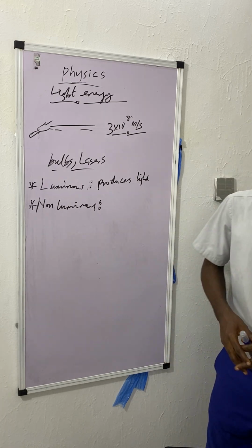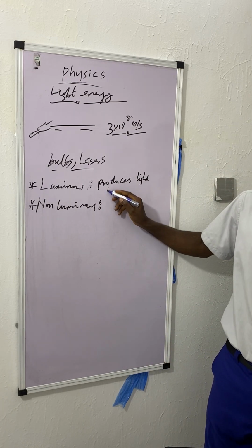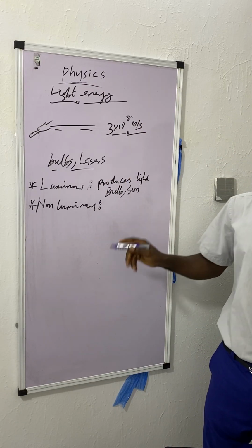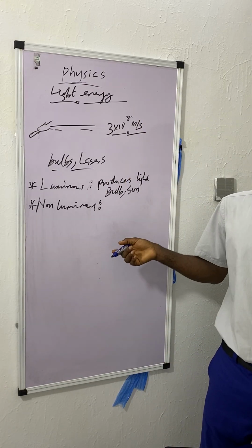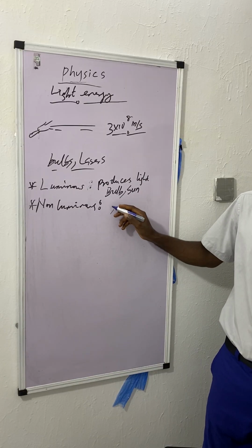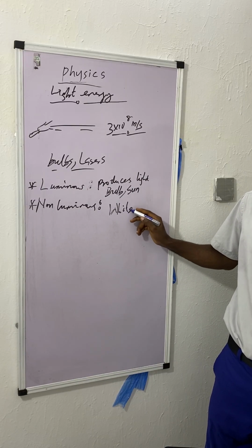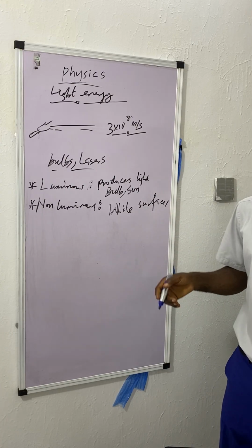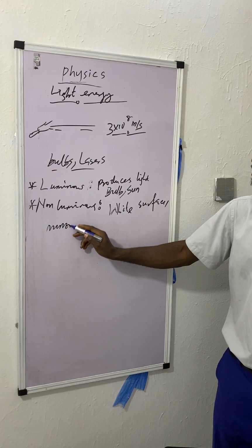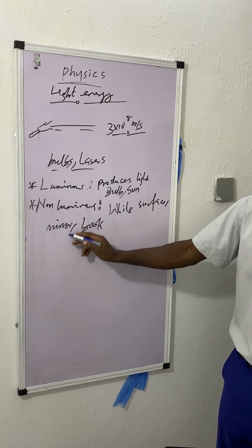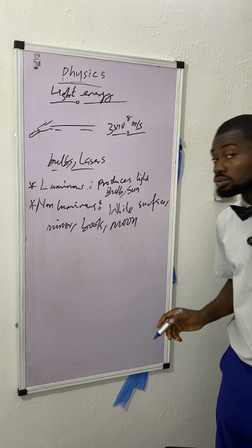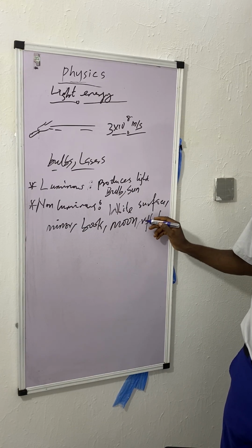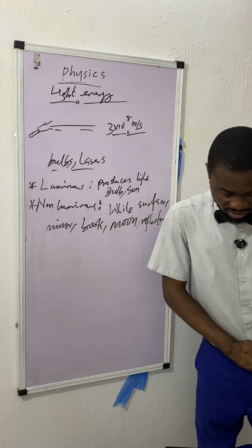A luminous object emits light. So example of a luminous object is like a bulb, which produces light. Sun produces light. Then for non-luminous, white surface now. You can have a mirror, book, moon, reflector. These are non-luminous objects. Very easy.